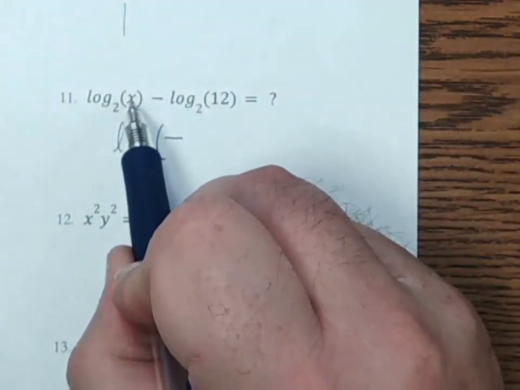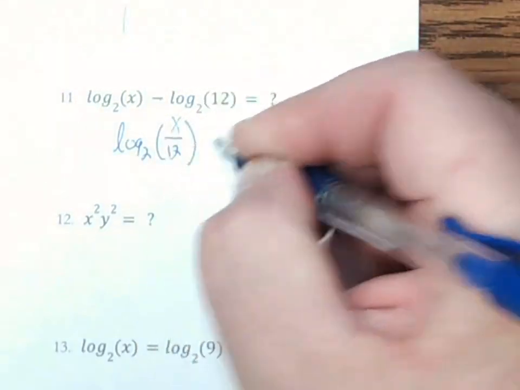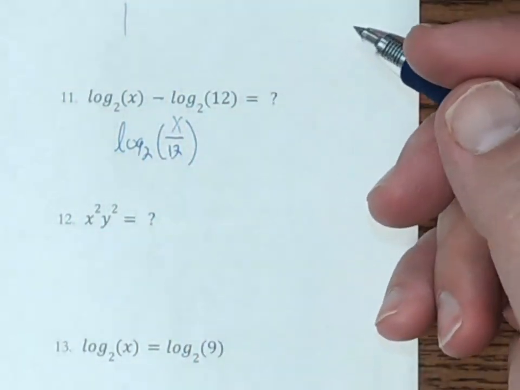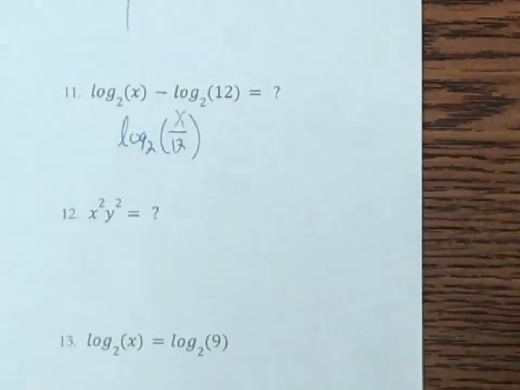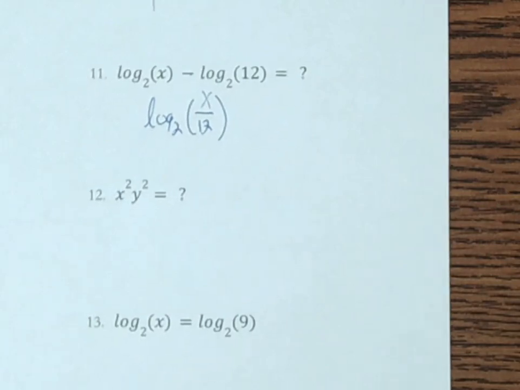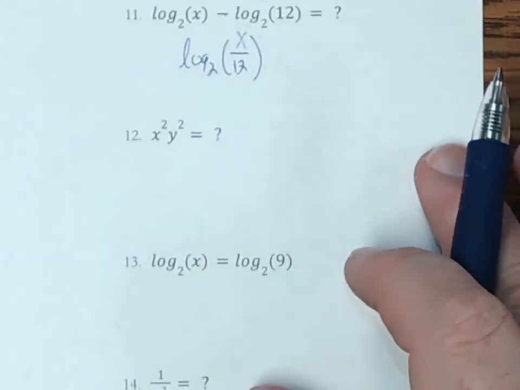The one in the first parentheses goes on top. The one in the second parentheses goes on bottom. And yes, it is absolutely imperative that you write it like that. You can't put the 12 on the top and the x on the bottom. Must be written this way. Whatever comes first here goes on top here.